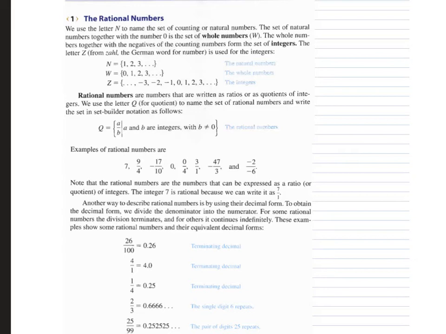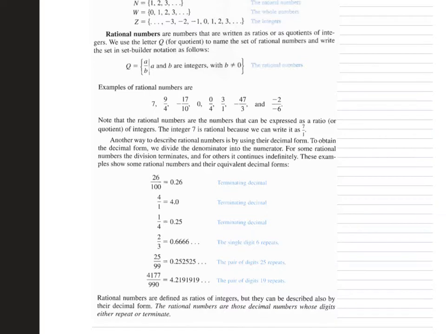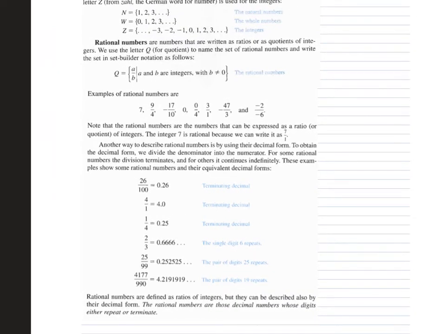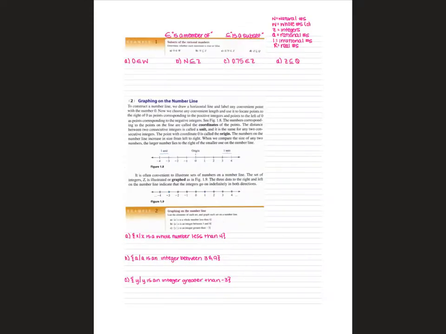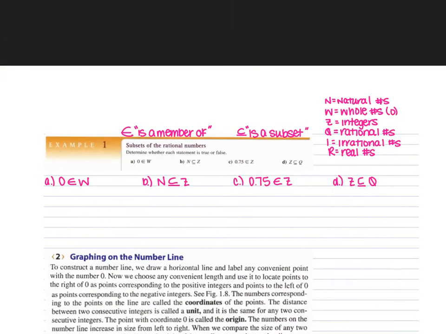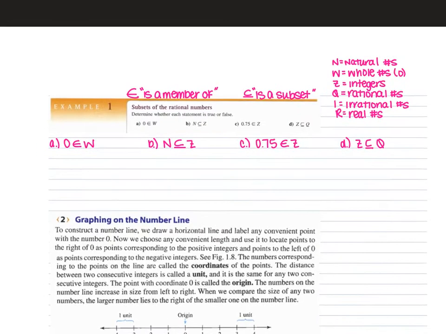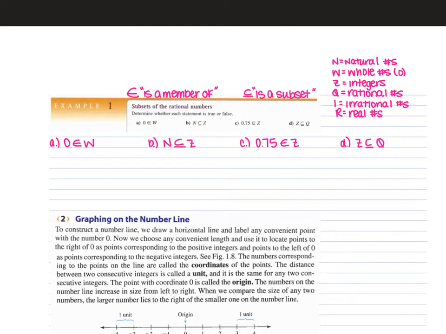Rational numbers can be represented as a fraction. So anything that can be represented as a fraction, whether it be a terminating decimal or a repeating decimal, is a rational number. Irrational numbers are those that cannot be represented as fractions. So what we are first looking at here are subsets of rational numbers.